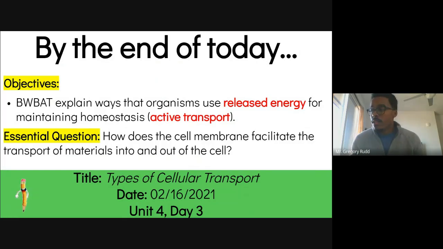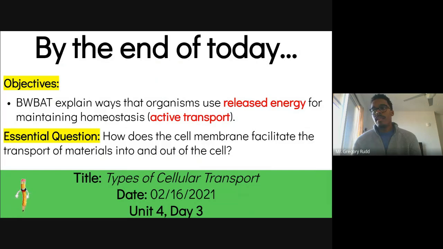Today's date again is February 16th, 2021. It's the third day of our fourth unit. We've got an objective today. It says students will be able to explain ways that organisms use released energy for maintaining homeostasis. This is a process called active transport. We'll learn more about that, but we've got to hone in on this idea of released energy today.